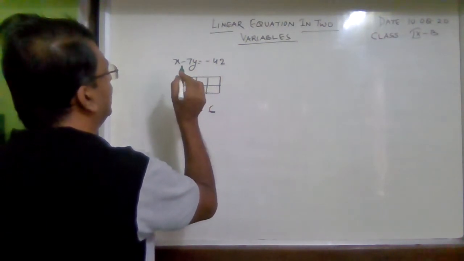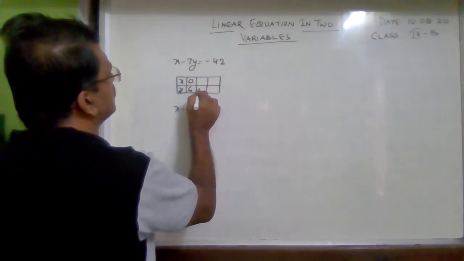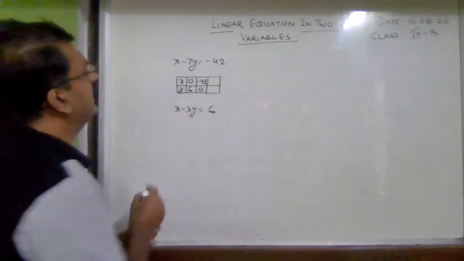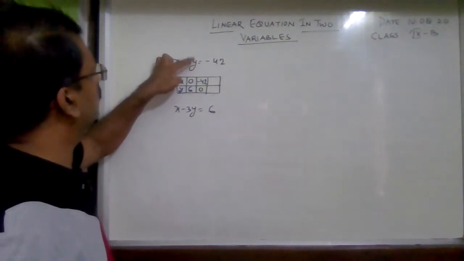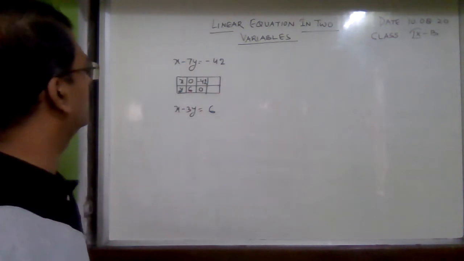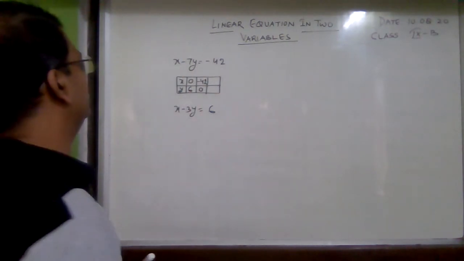When y is 0, then x will be minus 42, isn't that? See, when y is 0, if you put y is equal to 0 over there, then x is equal to minus 42. Okay, and another point we'll find.